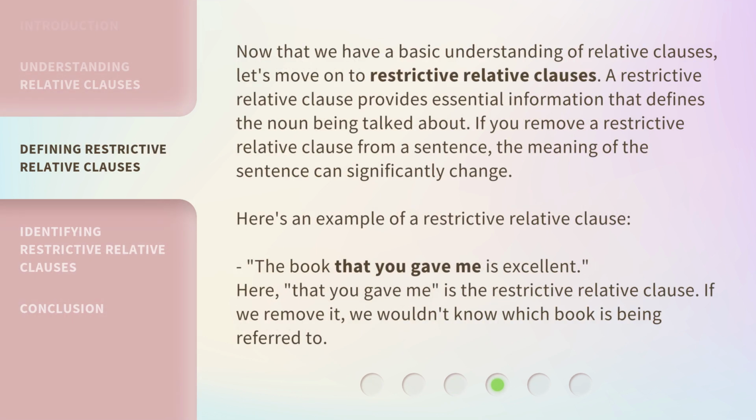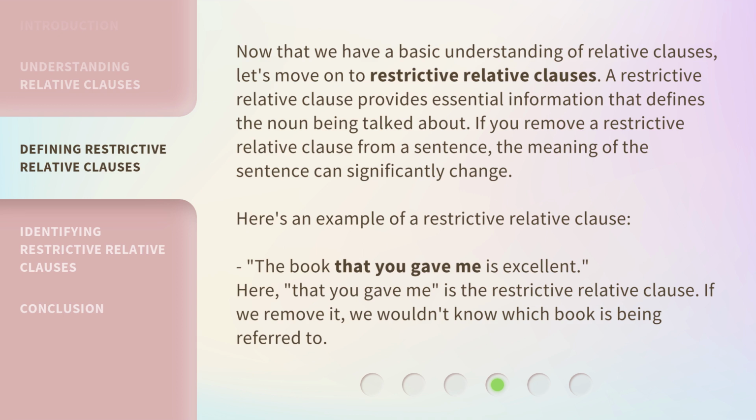Now that we have a basic understanding of relative clauses, let's move on to restrictive relative clauses. A restrictive relative clause provides essential information that defines the noun being talked about. If you remove a restrictive relative clause from a sentence, the meaning of the sentence can significantly change.